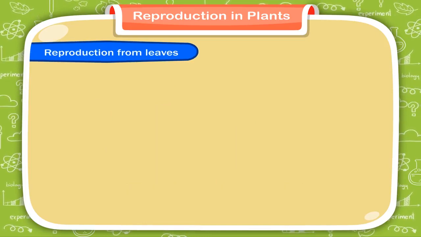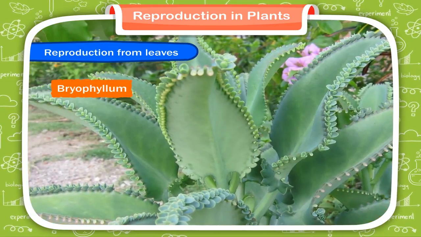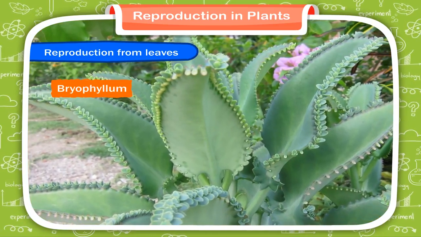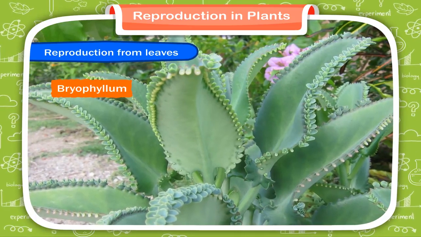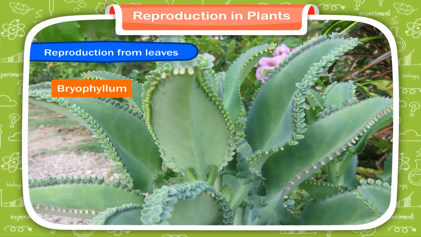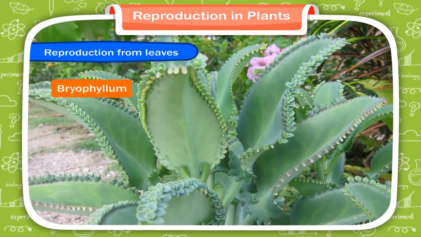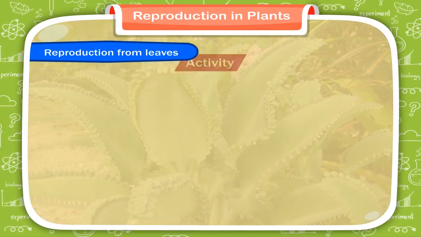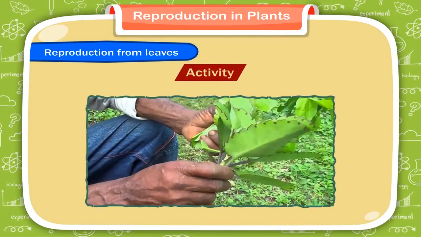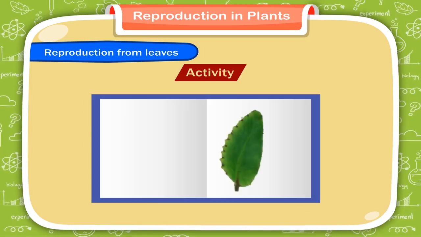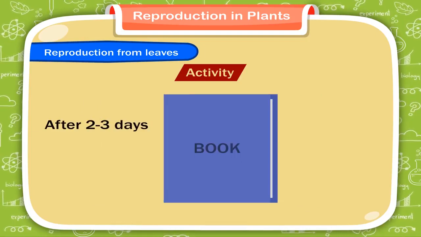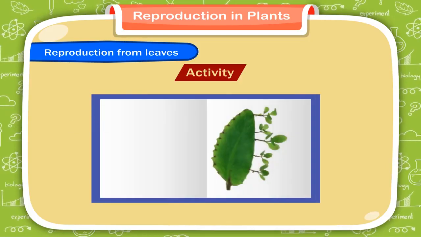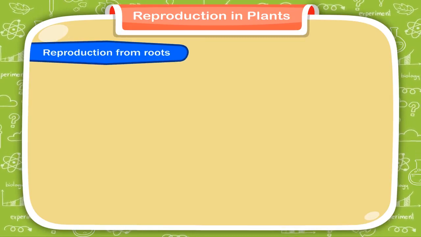Reproduction from leaves. Some plants, like the bryophyllum, have fleshy and thick leaves bearing buds on its edges. These buds on the edges of the leaves grow as new plants. When leaves fall down on the ground, the buds start growing. Activity. Pluck a bryophyllum leaf and place it in between the pages of a book. If you see it after 2 to 3 days, you will find several new plants growing from the buds all along the edges.